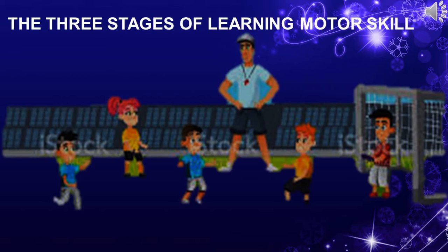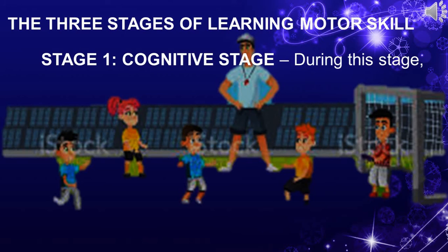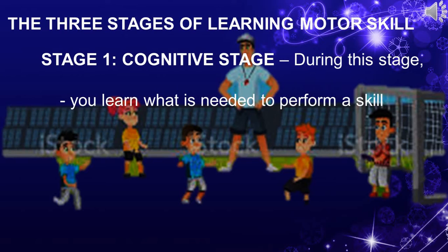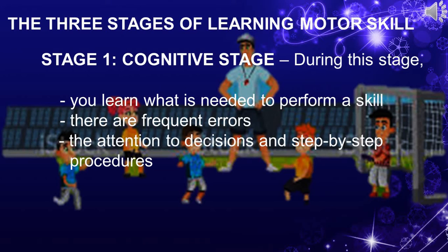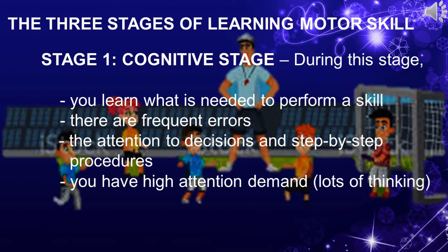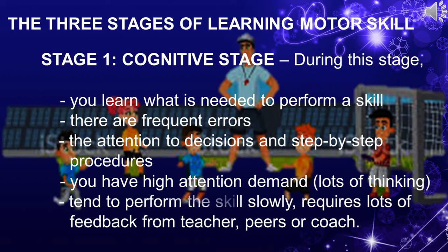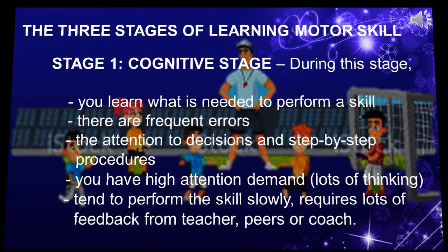The 3 stages of learning motor skill. Stage 1. Cognitive stage. During this stage, you learn what is needed to perform a skill. There are frequent errors. The attention is on decisions and step-by-step procedures. You have high attention demand, lots of thinking, tend to perform the skill slowly, and require lots of feedback from teacher, peers or coach.